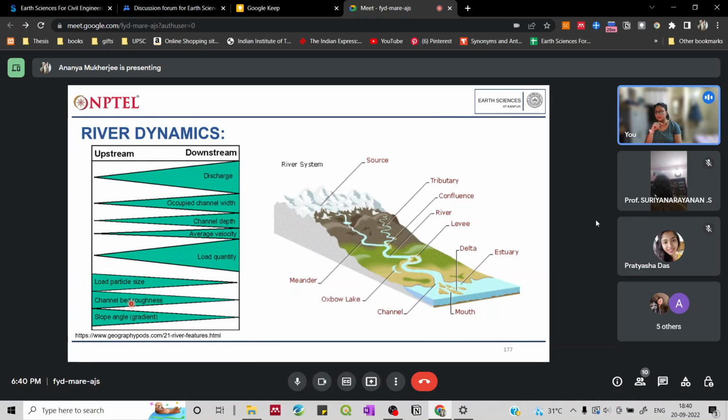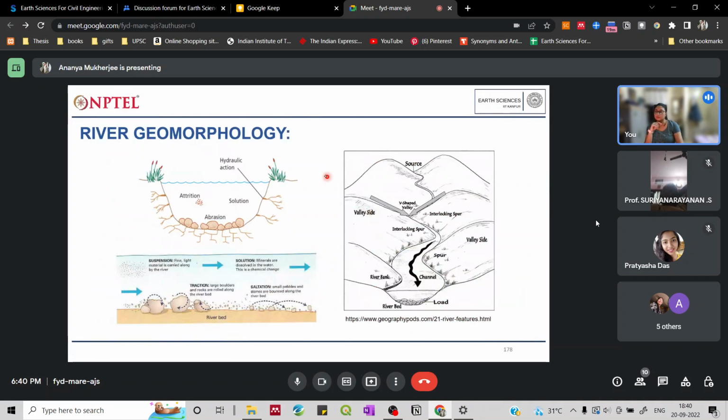Then the channel bed roughness also decreases because the erosive power of the river in the first two stages is much more than what it has in the mouth stage. And also the slope angle, or the gradient of the river channel bed, also decreases as it goes downstream. Now we come to river geomorphology.